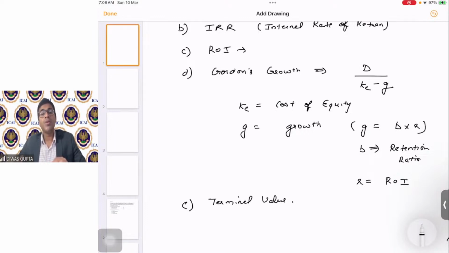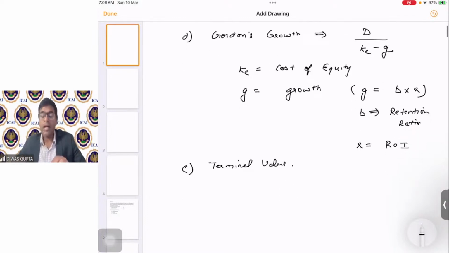Okay. So you would all recall in the capital budgeting decisions, CA Inter, the terminal value concept was used very much. Similarly, in business valuation also, we will use the terminal value.